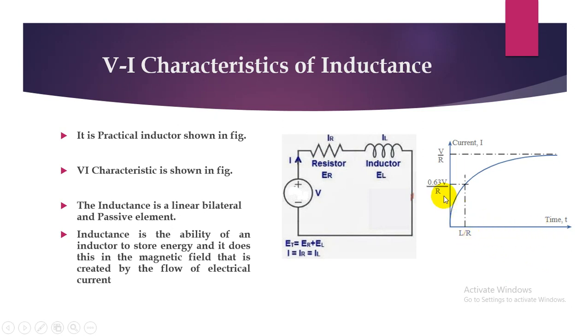This is the time and current, because RL are presented. So here in this case, initially it doesn't allow the current, because one property of inductance is it does not allow the sudden change in current. That's why the rate of change of current takes place afterwards. Then, inductance is the ability of an inductor to store energy, and it does this in the magnetic field that is created by the flow of electrons and electrical current.